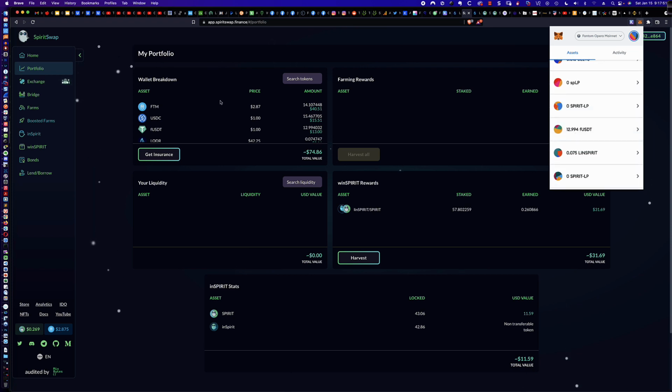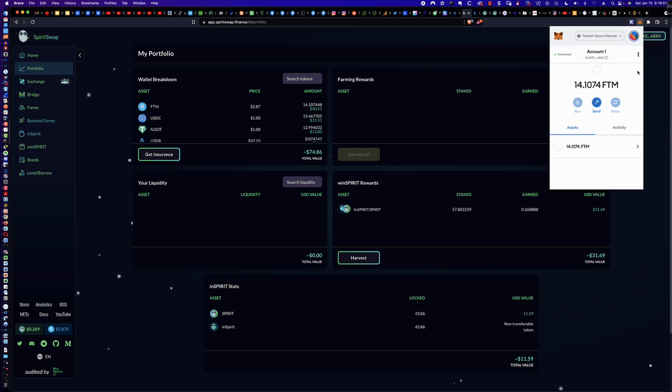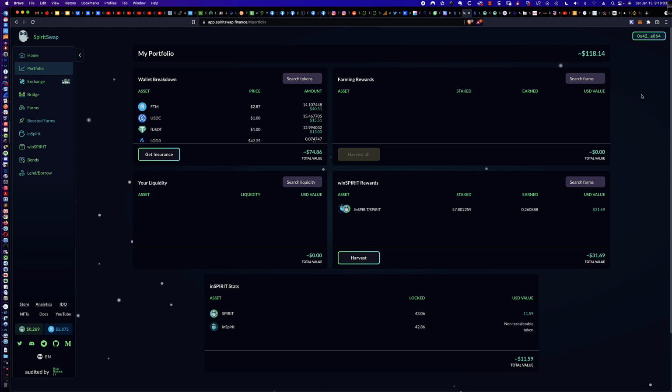Because these values that you're seeing here in this portfolio under the SpiritSwap section, they're pulling those values from the connected wallet, your MetaMask wallet. That's where these values are coming from. So now it should kind of be a given as to how you would then get your FTM back. You got half of it back here. So what you could do is you could swap the FUSDT to FTM.